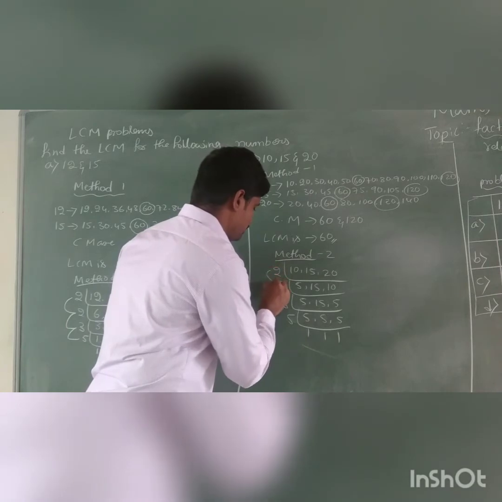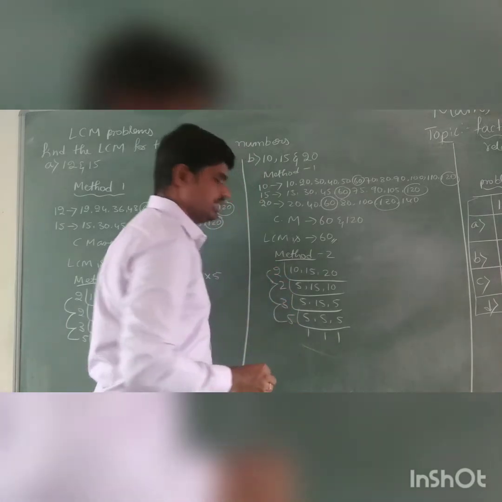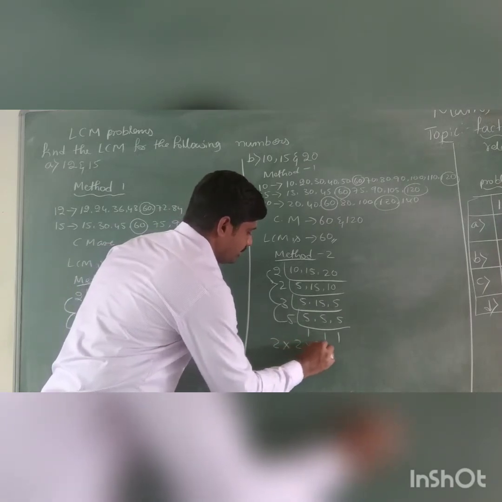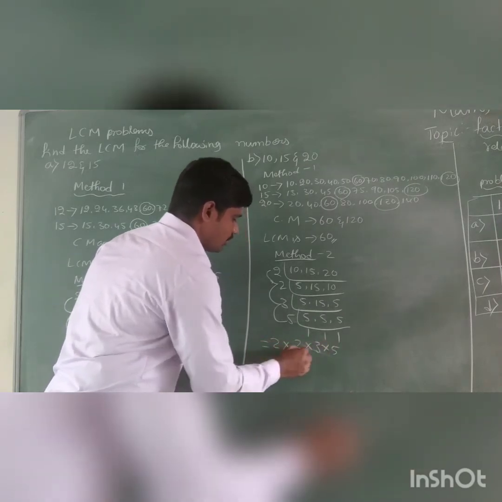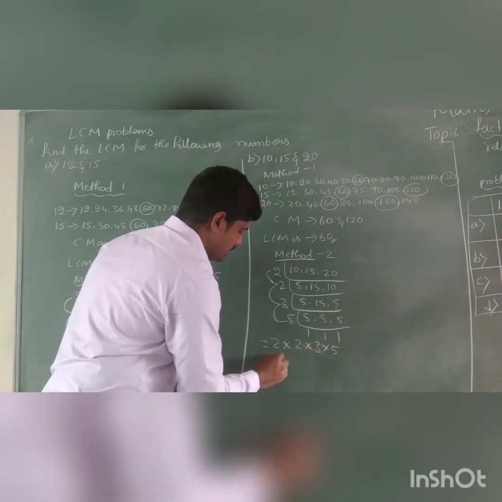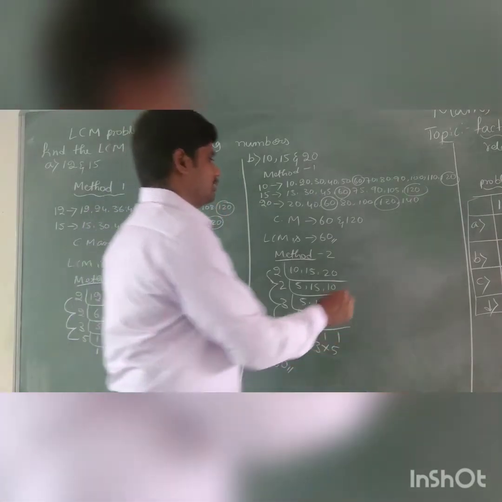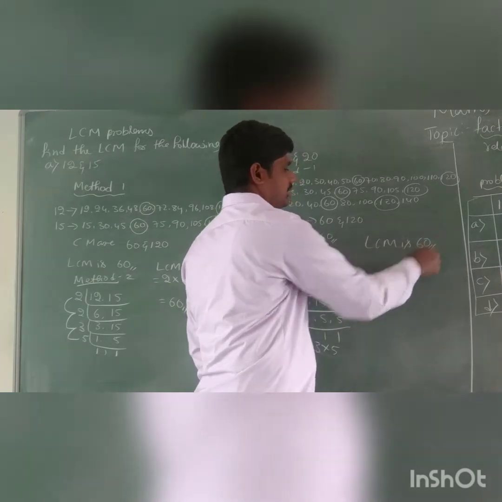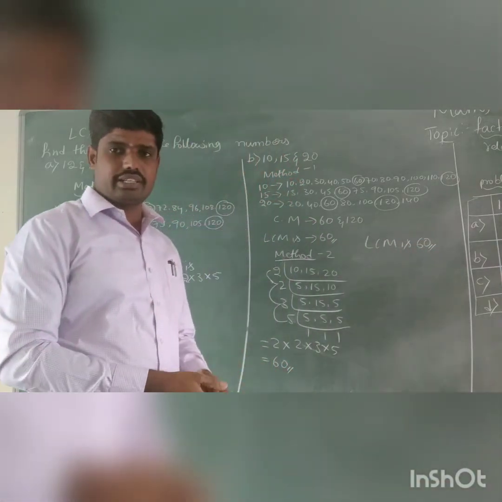Now multiply 2 into 2 into 3 into 5, which is the LCM. 2 twos are 4, 4 threes are 12, 12 fives are 60. 60 is the LCM. Any doubt regarding this one? Okay, thank you.